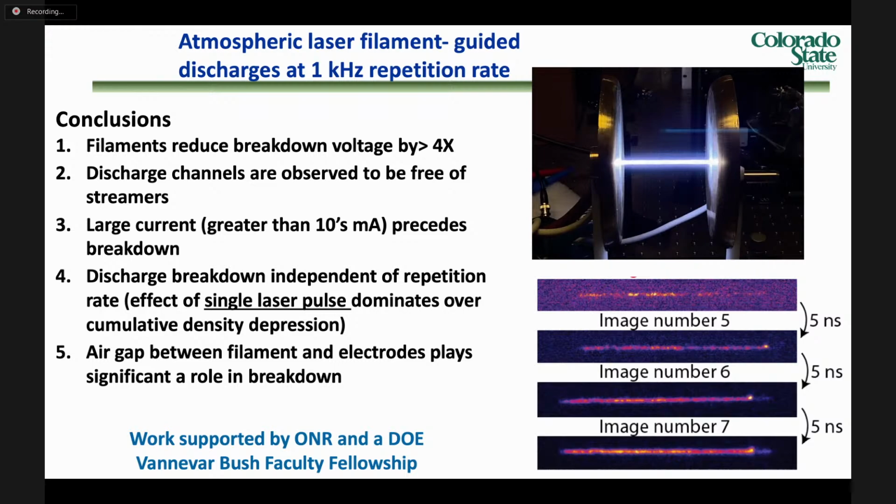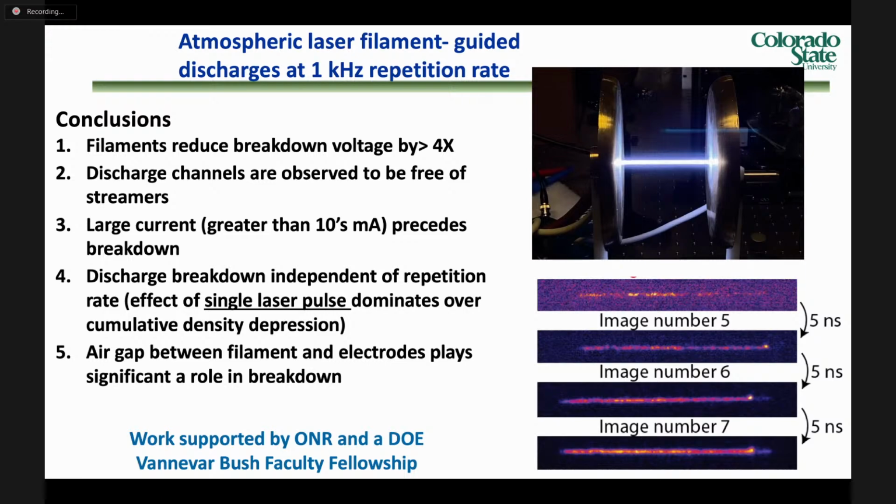We measure a reduction of 4x on the voltage necessary to cause the breakdown. And these discharges are observed to be free of streamers. We see that as soon as the laser pulse arrives, there is a current of tens of milliamps that we call pre-current that starts circulating, but breakdown does not occur until hundreds of nanoseconds or microseconds later, where arcs form between the filament and the electrodes. And so, concluding that the air gap between the filament and the electrodes plays a significant role in the breakdown.